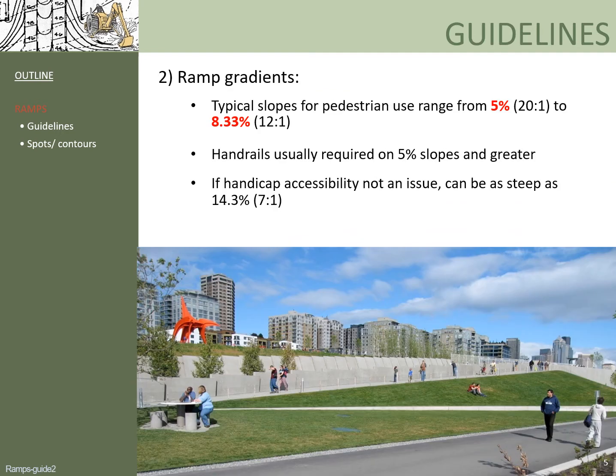Next, slopes of ramps for pedestrian use should be between 5 and 8.3%. 20-to-1 slope to 12-to-1 slope, okay, with handrails required, usually on 5% slopes and greater. Again, check local guidelines to see if handrails are required. In some cases, if handicap accessibility is not a design consideration, the ramp can be as steep as 7-to-1, but that's not what we require in this class.